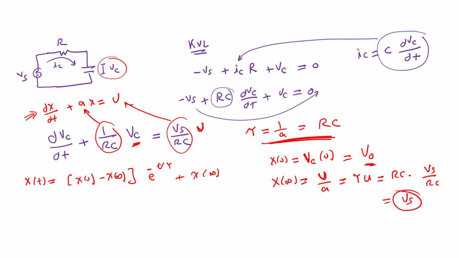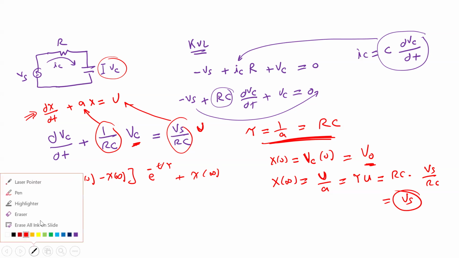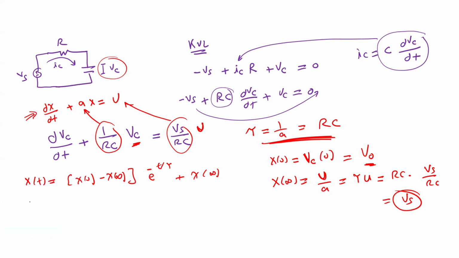Why? Because x infinity is the steady state solution, and I already know that in a steady state, the voltage here equals Vs. So I don't even need to use the equation or divide u by A, I just did it to show you it is equal to Vs. So now I can say Vc, the voltage across the capacitor, should equal V0 minus Vs times e to the minus t divided by tau, plus Vs. Yes, this is the solution.